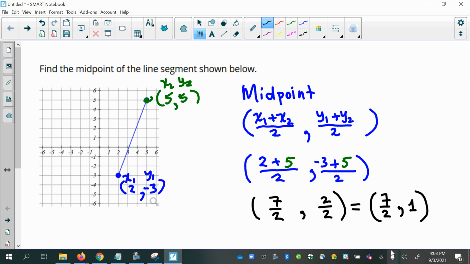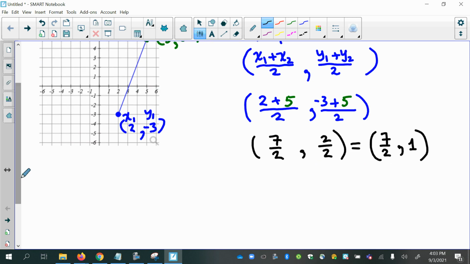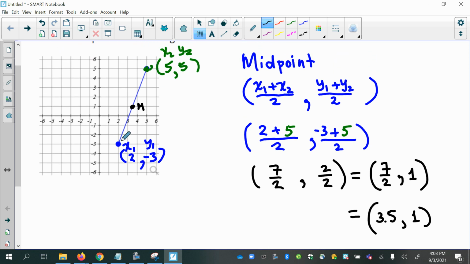For the purposes of graphing, especially if you want to check that it's falling about in the middle when you graph it, if you have a fraction, you can convert it to a decimal. So 7 divided by 2 will give you 3.5. So if we go to an x coordinate of about 3.5 and then go up to 1 for the y value, this is where the midpoint is according to our calculations, and that does appear to be halfway between the 2 points and the halfway mark on the segment connecting them. So I feel pretty good about that answer.